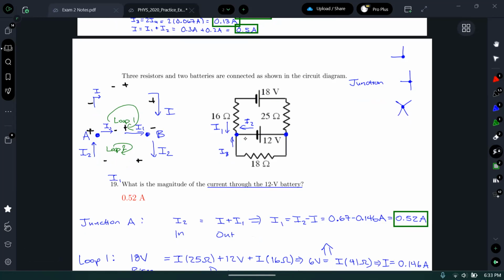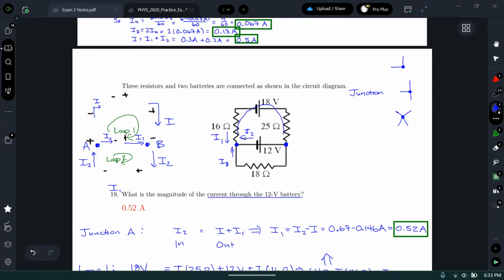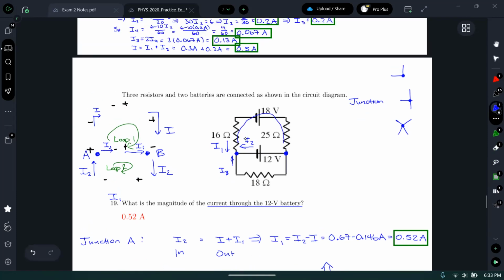So the next bit is just, I don't want to over-label my currents, in the sense that maybe I only need three. How I can tell is I see that these three things are in series: the 16 ohm, the 18 volt, and the 25 ohm resistor. And so the current through the battery has to be the same as the current through the 16 ohm resistor and also the same as the current through the 25 ohm. In other words, this is also I1.